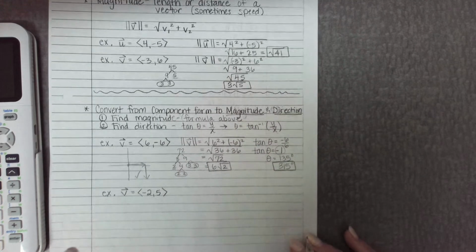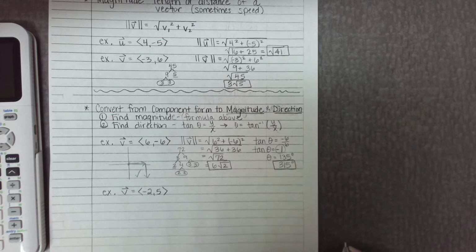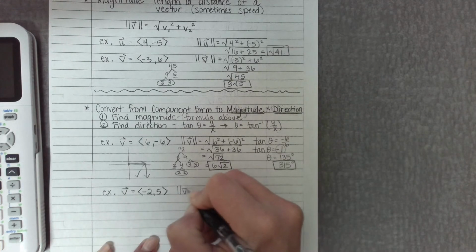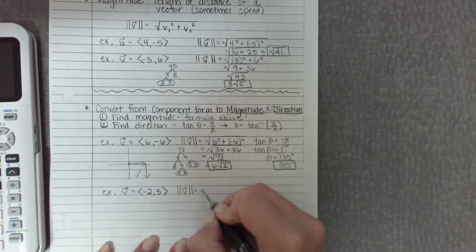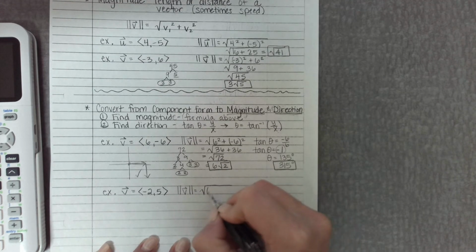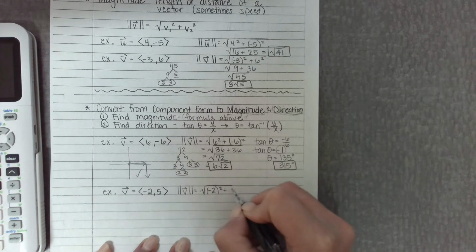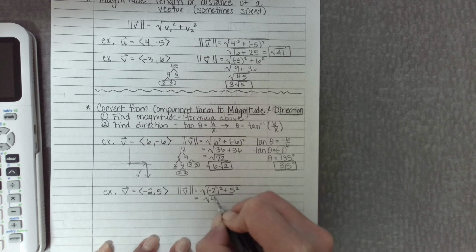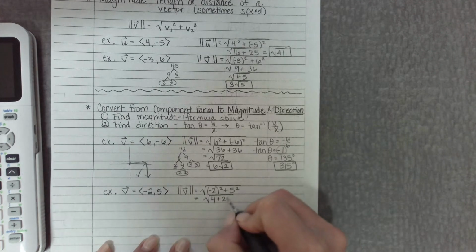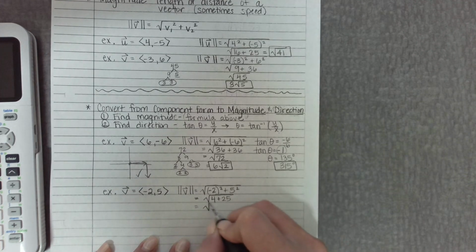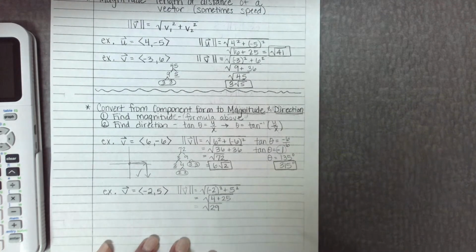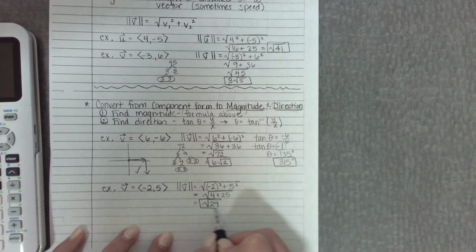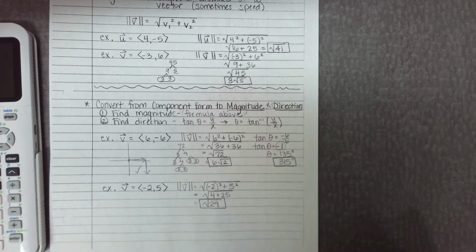Okay, let's look at the second example. Vector v, negative 2, 5. Okay, go ahead and find the magnitude. So this will be the square root of negative 2 squared plus 5 squared. All right, so that's the square root of 4 plus 25, or the square root of 29. Okay, 29 does not have a perfect square. It also doesn't branch out because it's prime. So our magnitude is just going to be the square root of 29.